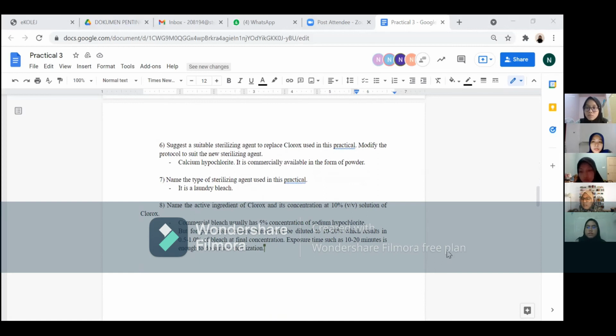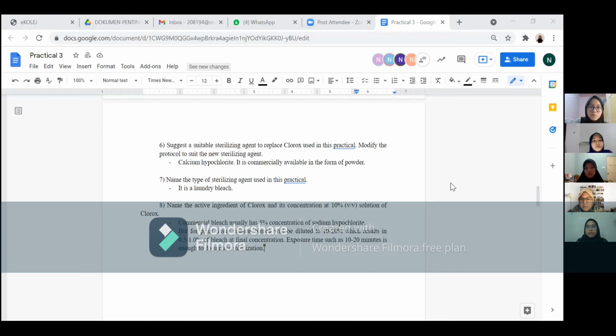So for question 6, suggest a suitable sterilizing agent to replace Clorox used in this practical and modify the protocol to suit the new sterilizing agent. So for me, the suitable sterilizing agent that can replace Clorox is calcium hypochlorite. It is commercially available in the form of powder. So how can we modify the protocol to suit the new sterilizing agent? When it is in the form of powder, before we use it for sterilization, it must be dissolved in water.